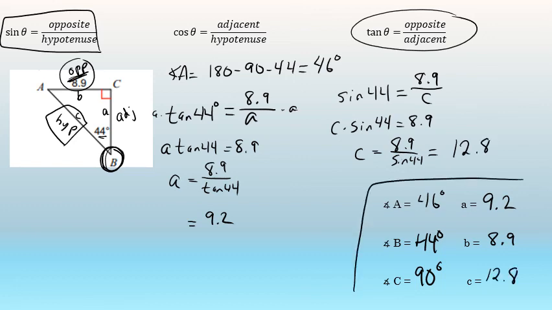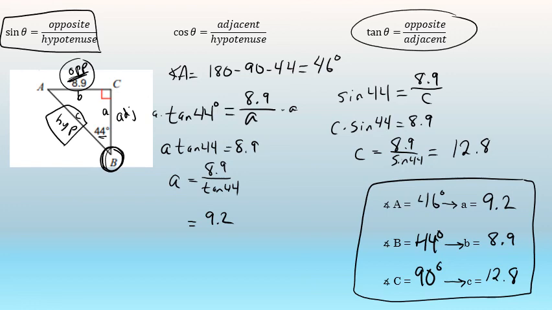At this point, because I've identified the measures of all the angles and the lengths of all the sides, I have solved the triangle. Note that this answer makes sense. It's not a 100% check, but this answer makes sense because across from the largest angle, 90 degrees, is the largest side. And across from the smallest angle, 44 degrees, is the smallest side. The angle measure that was in the middle is across from the side length that is in the middle.